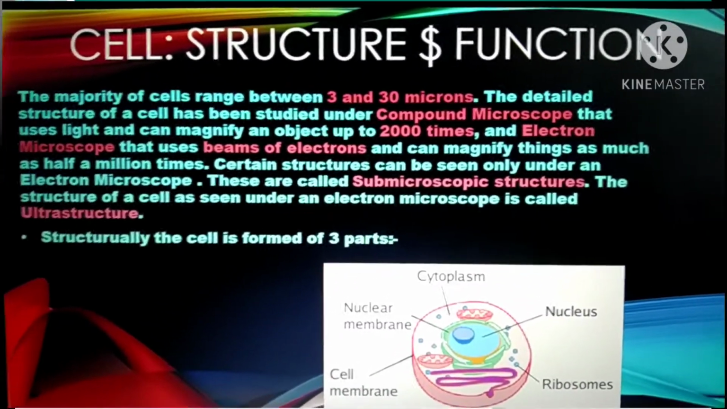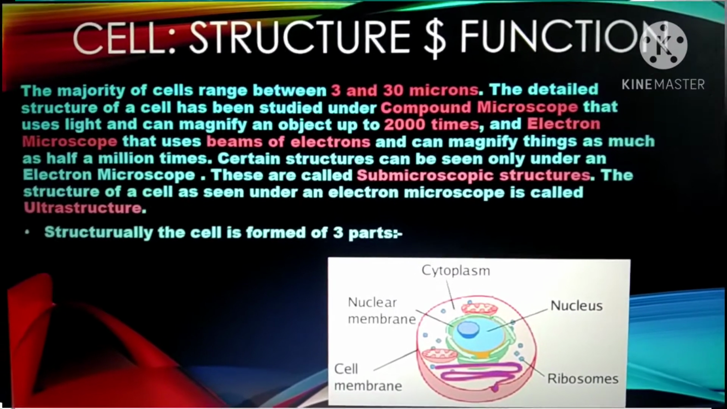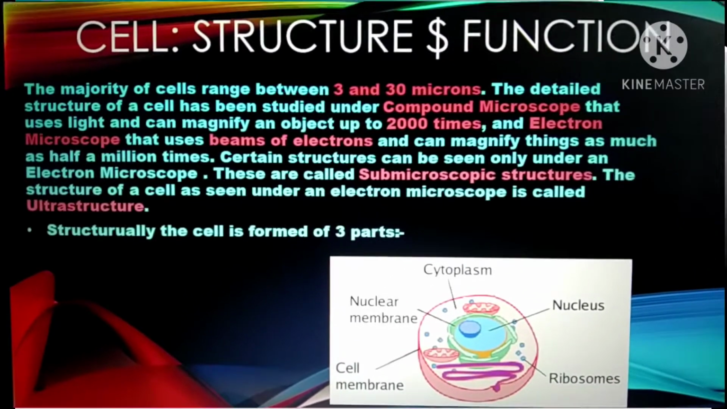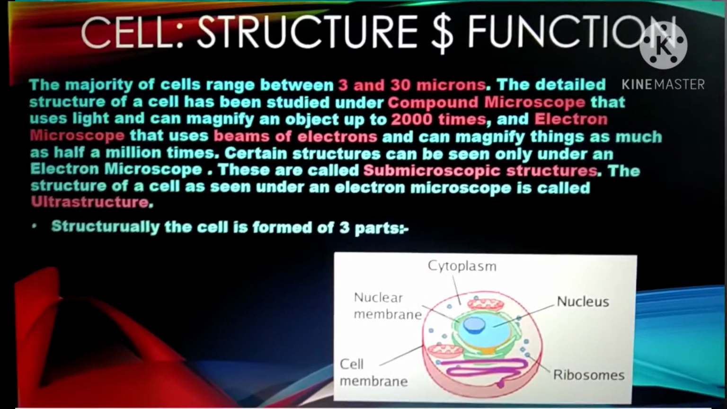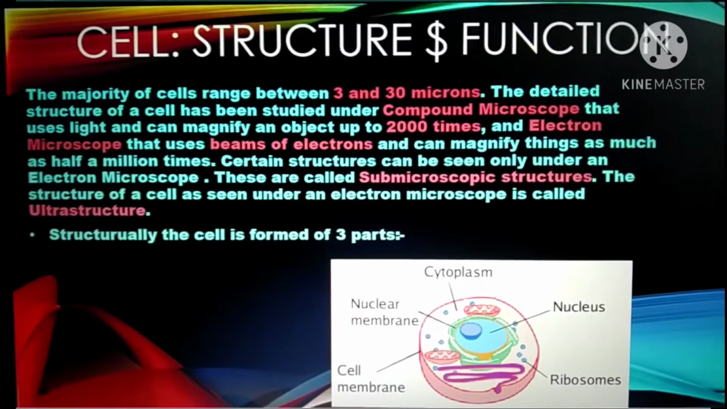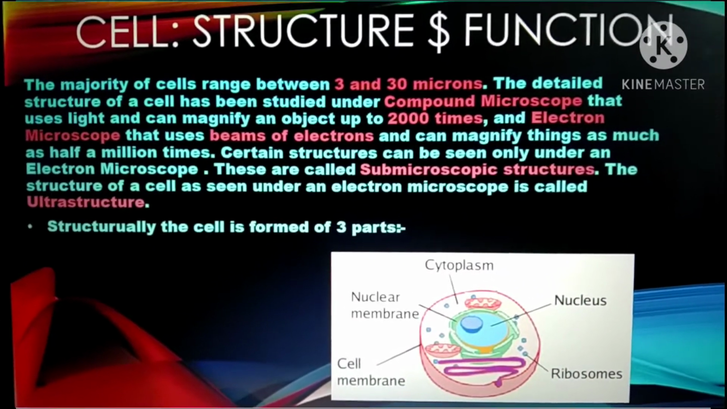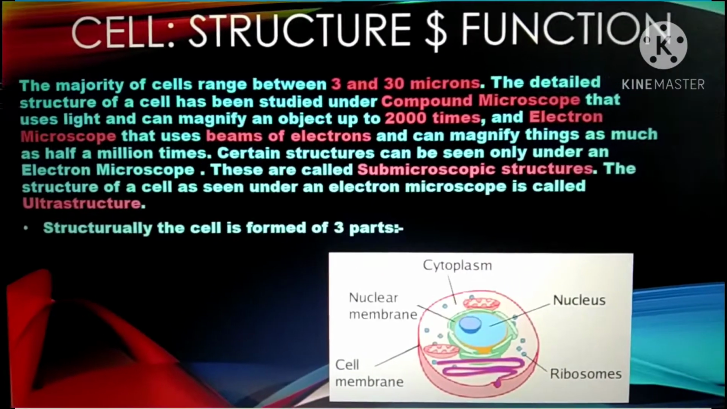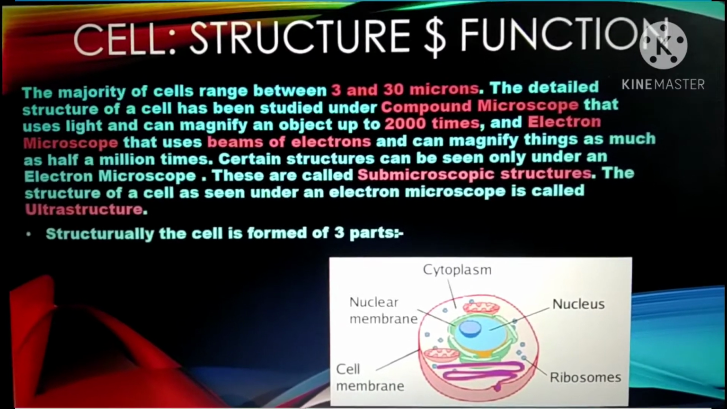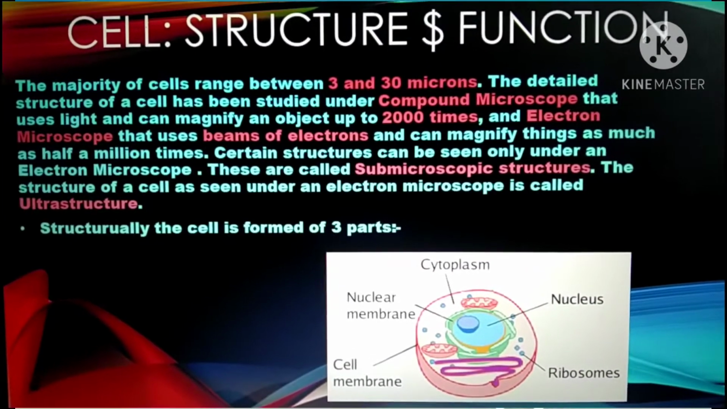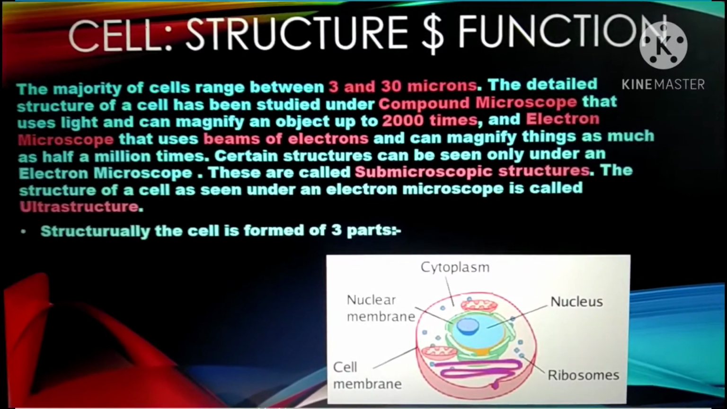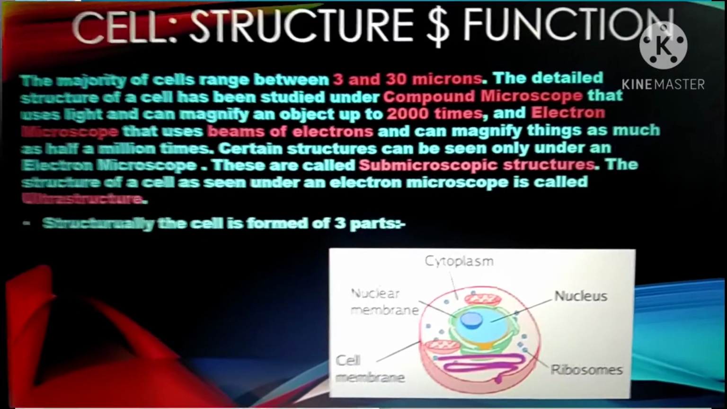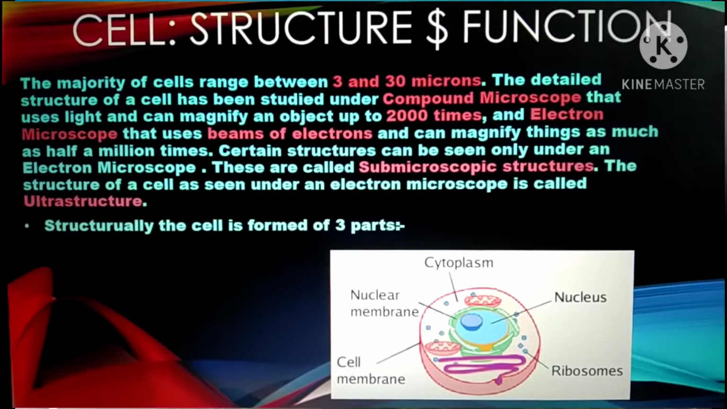Let's begin with the intro. The majority of cells range between 3 and 30 microns. This is the size of a cell and its organelles, all held together. The detailed structure of a cell has been studied under a compound microscope that uses light and can magnify an object up to 2000 times. These are my own words; they haven't been copied from anywhere. The detailed structure of a cell is very complex, and we came to know it as science developed and our machines became more sophisticated.